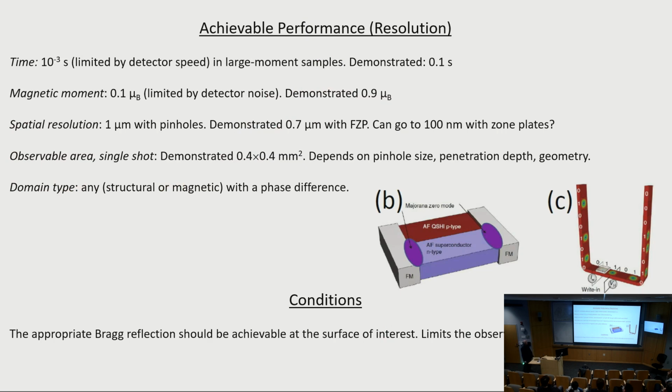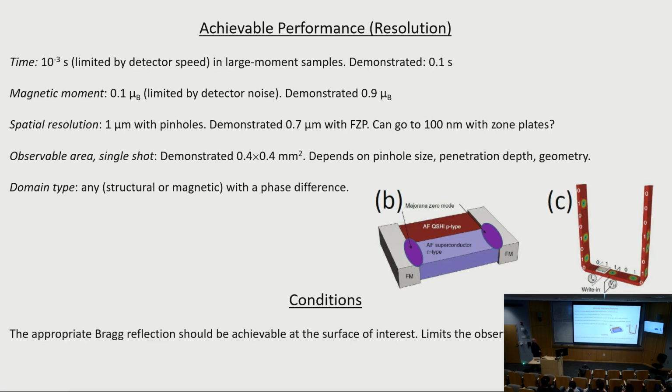But before I go there, let me make a little summary of the achievable performance of this method. We can measure our images pretty quickly, limited by the detector speed. 10 to the minus 2 second imaging we have demonstrated. We can go a couple of orders better if we use better detectors. We are very sensitive to the magnetic moment. 0.1 Bohr magneton we can certainly measure. Spatial resolution of the order of 1 micron with pinholes, but I will tell you that with the zone plates we can go much better.